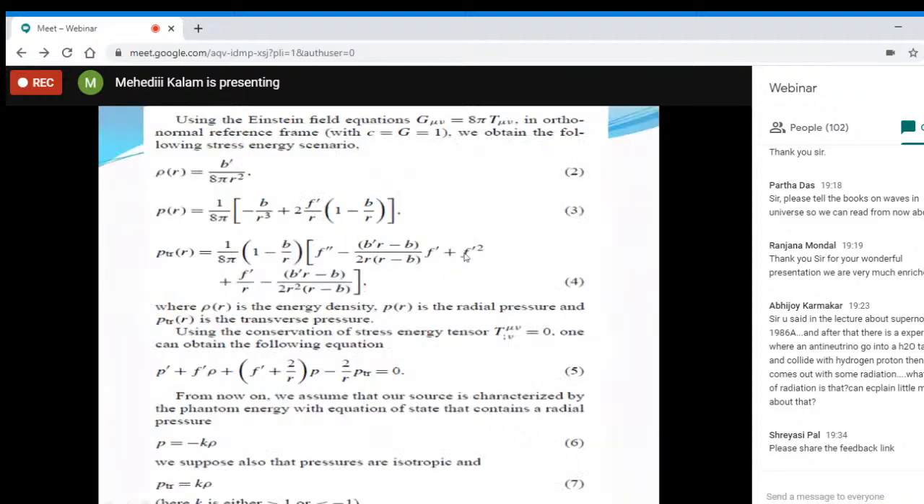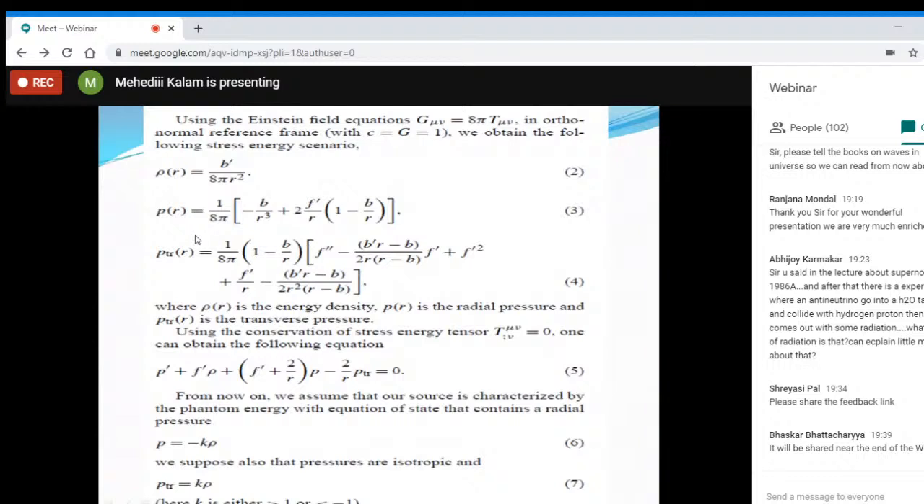So these are the solutions. I'm not going into detail of that. From Einstein's field equation, we can get the solution, and those 4 conditions are satisfied. So that's why a wormhole can be constructed.